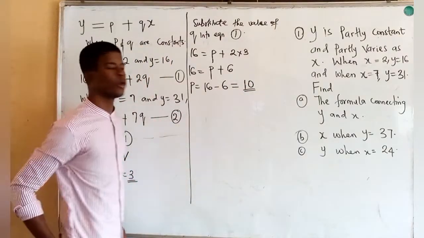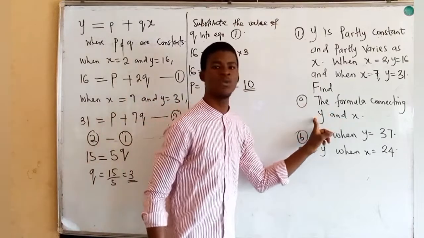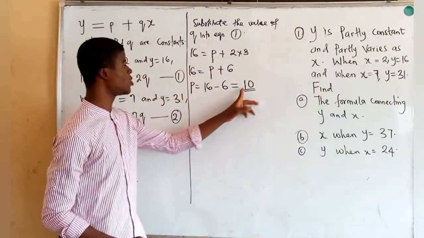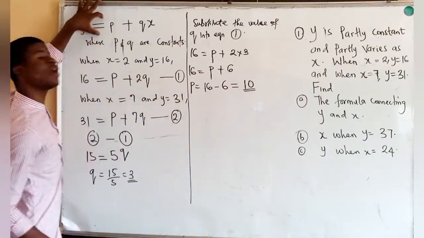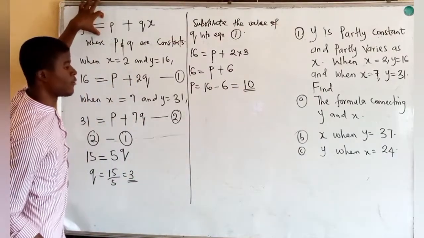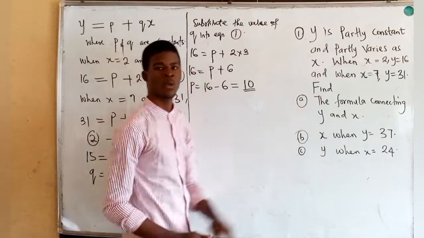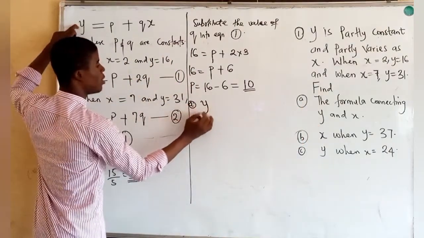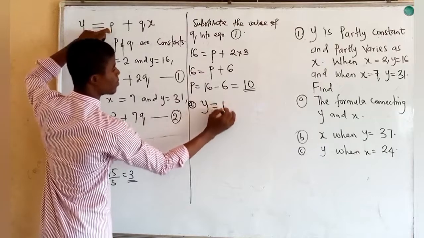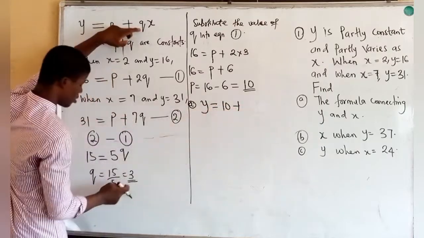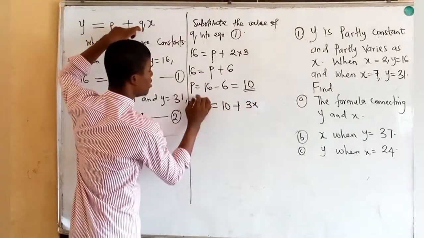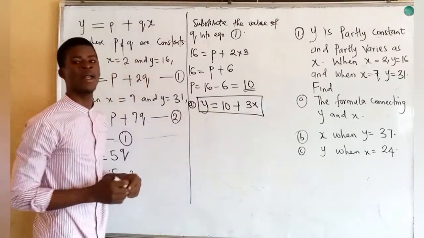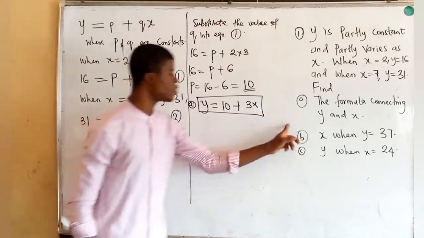The first question says, find the formula connecting Y and X. How do we get this formula? It's simply to substitute for these values of P and Q into this original equation and get the formula that connects the variables Y and X. So what we'll do is, Y is equal to what's P? 10 plus what's Q? 3x. This is the formula that connects the variables y and x. So from here now we can solve these two questions.